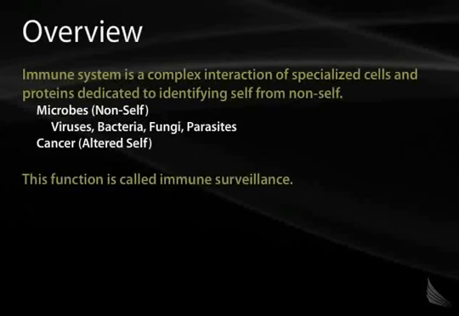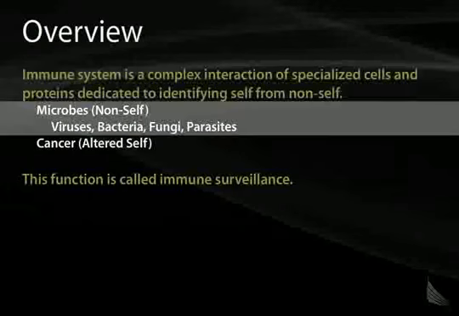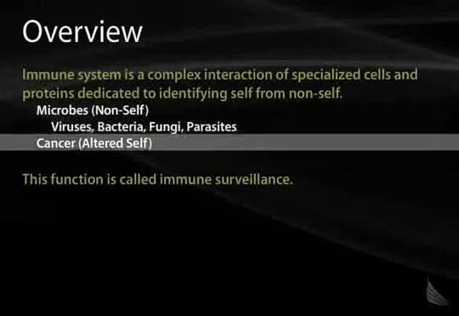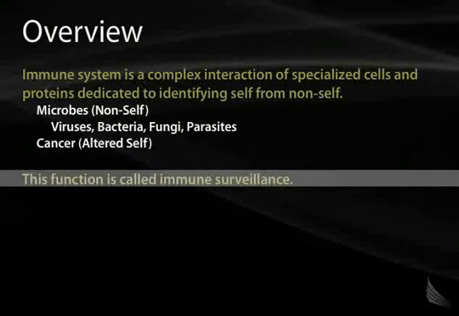So when you think of the immune system, the first thing that comes to mind is defense against pathogens such as viruses and bacteria. But in a broader sense, the immune system is a much more complex interaction of specialized cells and proteins dedicated to identifying self from non-self. Now, non-self we typically identify as microbes such as viruses, bacteria, fungus, or parasites, but we also include in this subset things like altered self proteins from cancer. This function of the immune system is called immune surveillance.